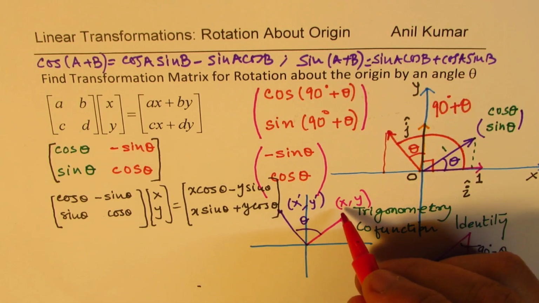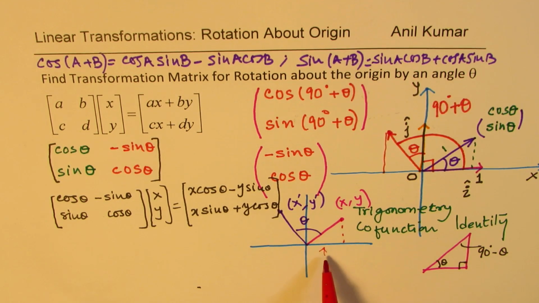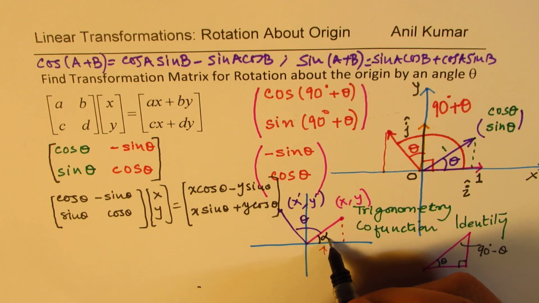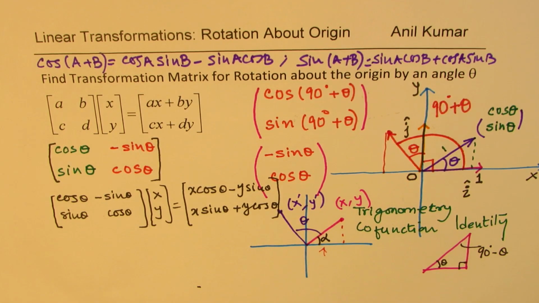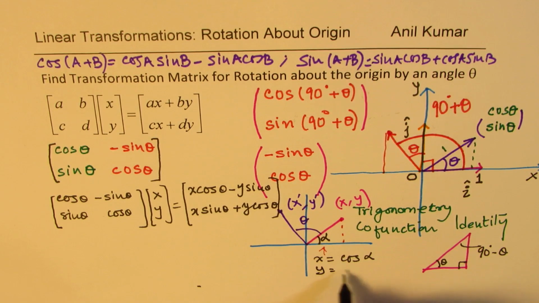Now here, when I say (x, y), then this is r cos alpha. Let's say this angle was initially alpha. In that case, you will see that the value of x is r cos alpha and the value of y is r sine alpha.